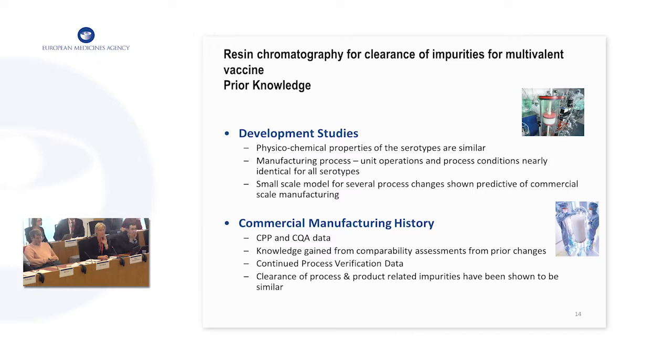So for the multivalent vaccine, for which we have started to do this evaluation, we have a wealth of prior knowledge because this vaccine has been on the market for many, many years. This prior knowledge comes from developmental studies. We have shown that the physicochemical properties of the serotypes are similar. We also have information on the manufacturing process unit operations, which are nearly identical for all serotypes. And we have the luxury that we benefit from a small-scale model that we have already utilized for several process changes and that has been shown to be predictive of commercial manufacturing.